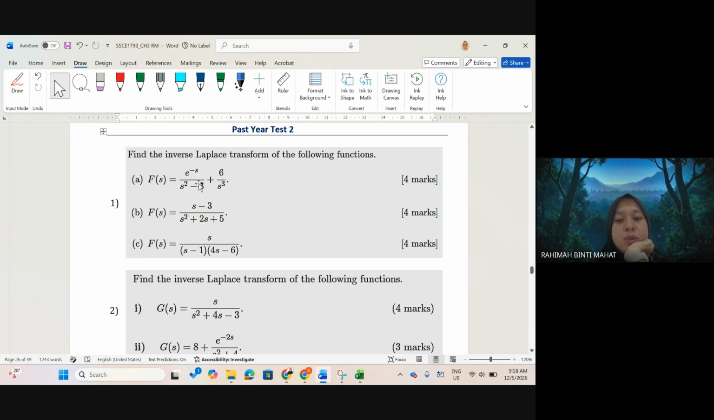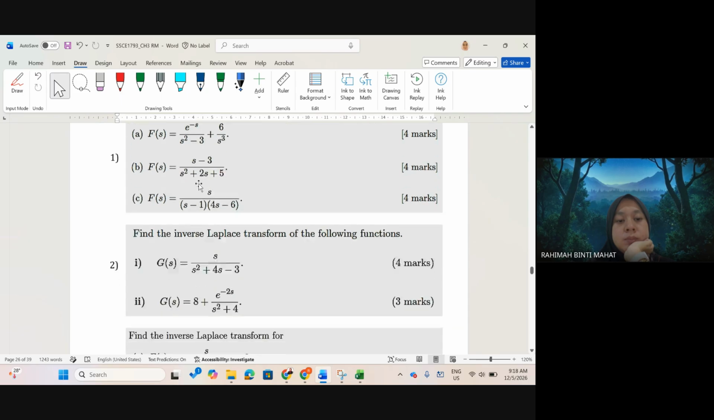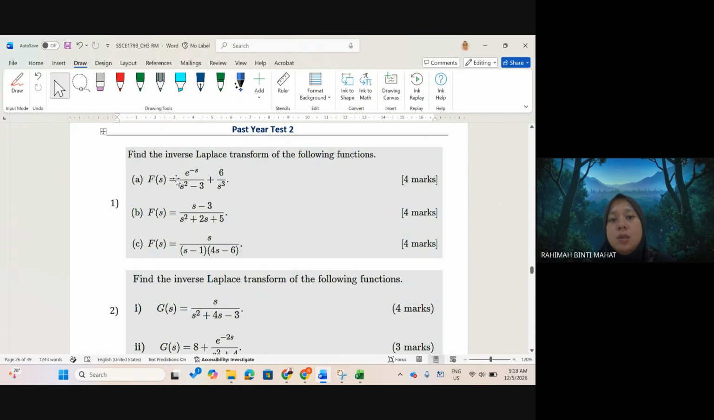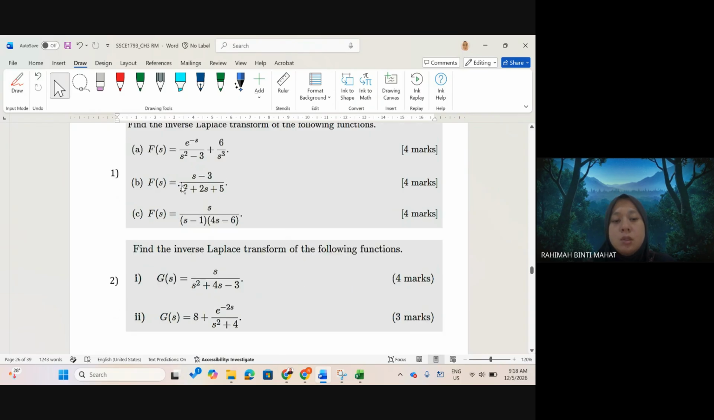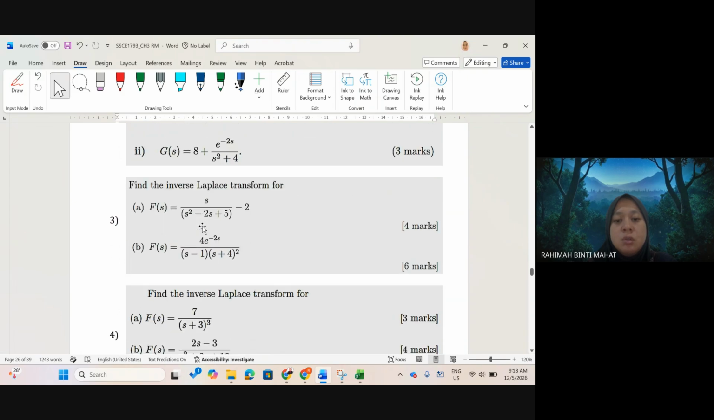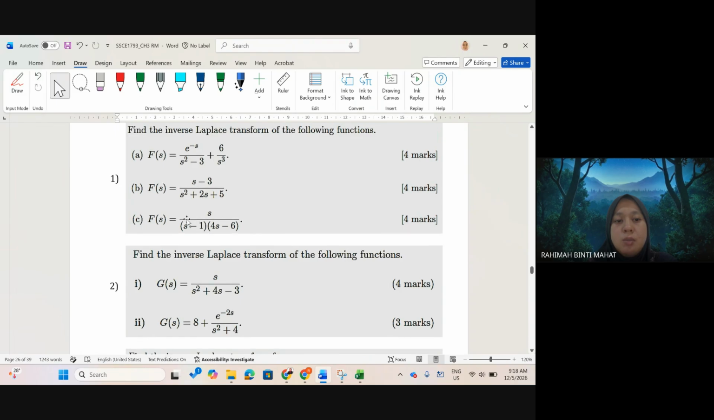Anyone got number 1? For this one, maybe you can try later, for the past year test 2 here. This one, for the notes I already gave to you. You can try number 1. This one, number B here. You can check whether you can do the factorization, factorize or not.